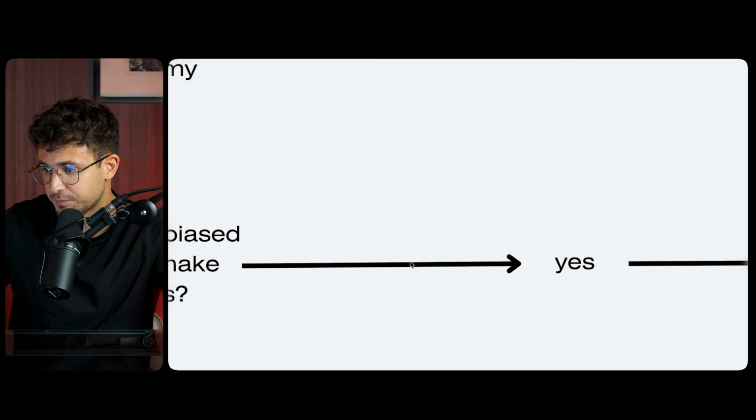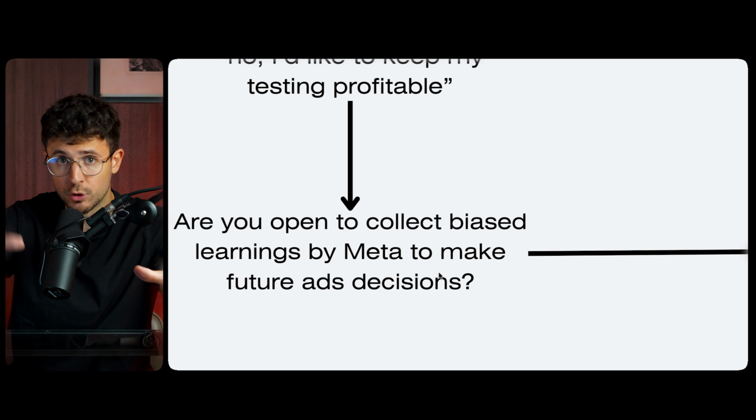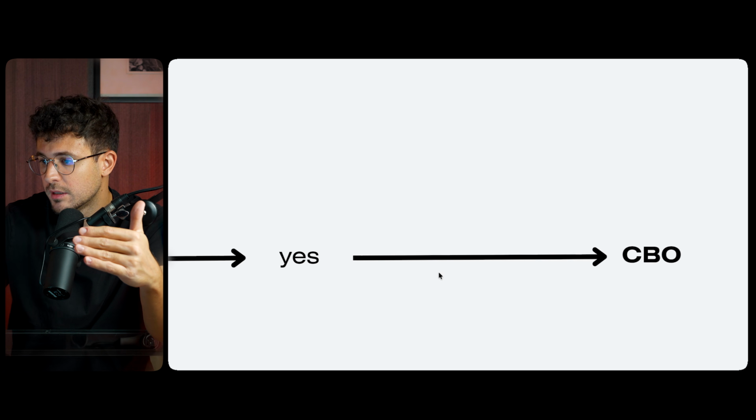And so in this case, if the answer is yes, if you're willing to let Meta choose for you and you want to trust Meta because you want to optimize the budget, then you want a CBO. And why I'm saying optimize the testing budget, because usually if you run two different types of campaign, you run an ABO setup and you run a CBO setup.